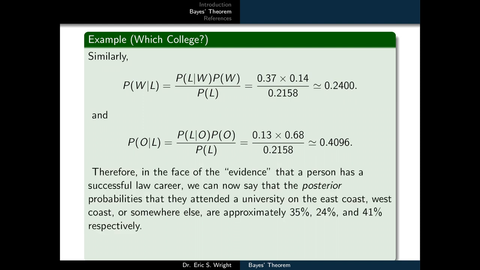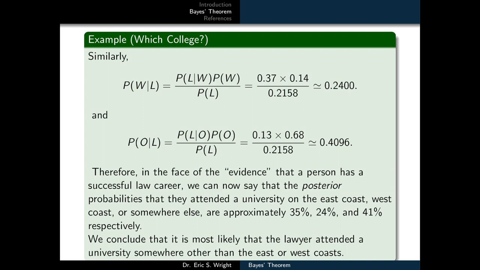0.4096. Therefore, in the face of the evidence that a person has a successful law career, we can now say that the posterior probabilities that they attended a university on the East Coast, West Coast, or somewhere else are approximately 35%, 24%, and 41% respectively. We conclude, or really infer, that it is most likely that the lawyer attended a university somewhere other than the East or West Coasts.